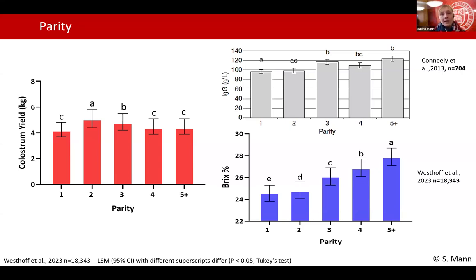The reason for the increase in quality with the older age is that there is some increase in the immunoglobulins circulating in the blood of these older cows. And so probably some of this increase is just that there's more antibodies circulating in the blood of the cows, and so there's more antibodies that can go into colostrum as well.